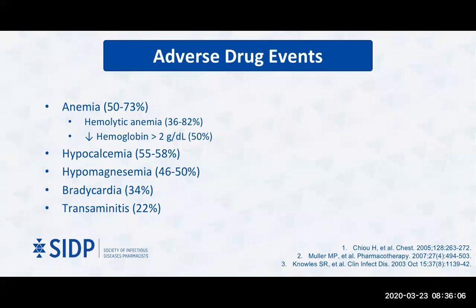Here are the adverse drug events noted in the trials that have used similar dosages as what we're considering using for SARS-CoV-2. These are the numbers that have been posted for ribavirin in the literature when adverse drug events are reported. You'll see that anemia kind of tops the list, ranging anywhere from 50 to 73%.